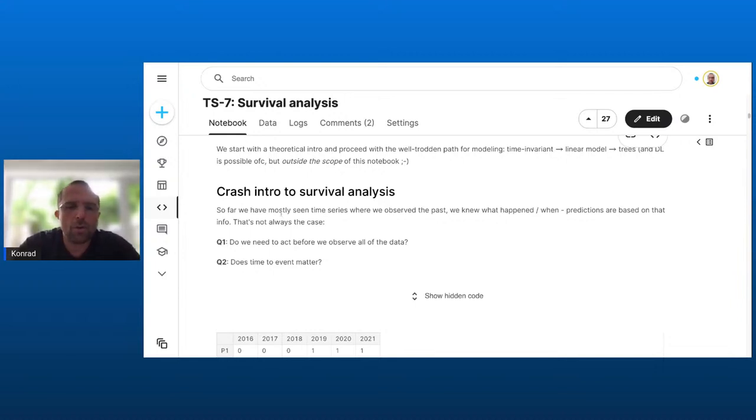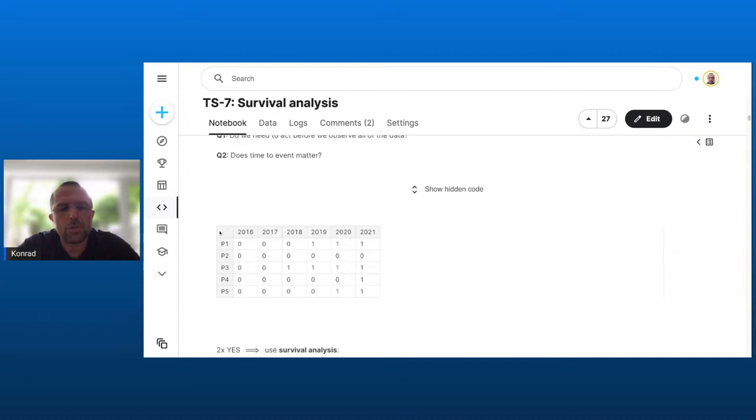Why do we talk about it in the context of time series? Because if you look at this graph here, this is what you might typically observe if you are dealing with the kind of data that belongs in the realm of survival analysis. Say P1 to P5 will be our patients, and then annual checkups. What we typically see is that, say, patient one, nothing interesting, and then became sick in 2019 and remained so throughout the duration of the sample. Nothing happened for the second one, 2018 for patient three, etc.